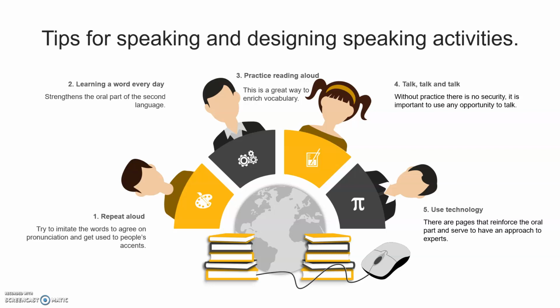Tips for speaking and designing speaking activities. Number one, repeat aloud. Try to imitate the words to achieve good pronunciation and use native speakers' accents. Number two, practice reading aloud. This is a great way to enrich vocabulary. Number three, learning a word every day strengthens the oral part of the second language.